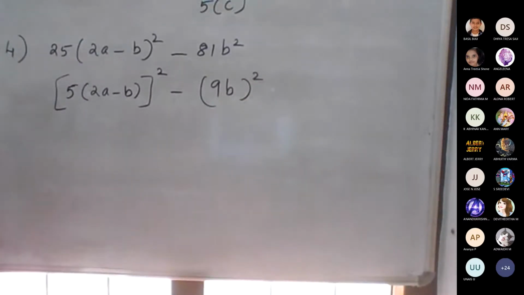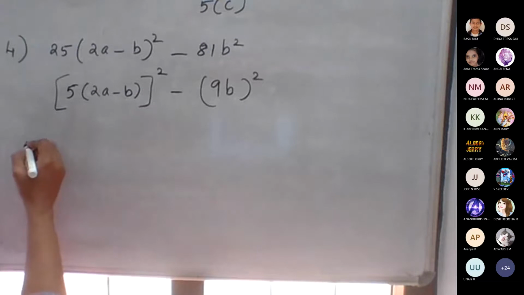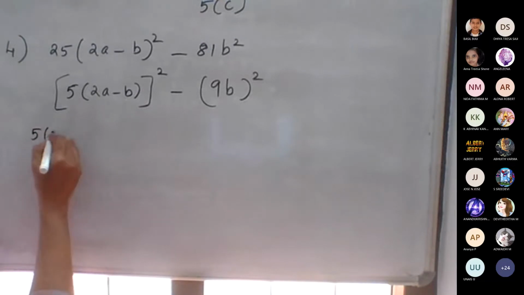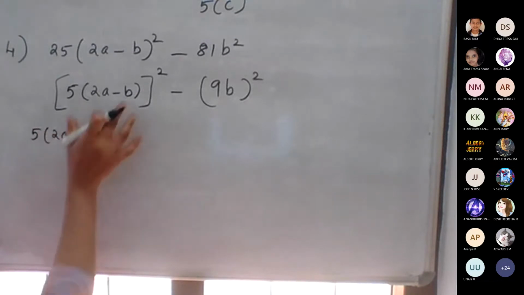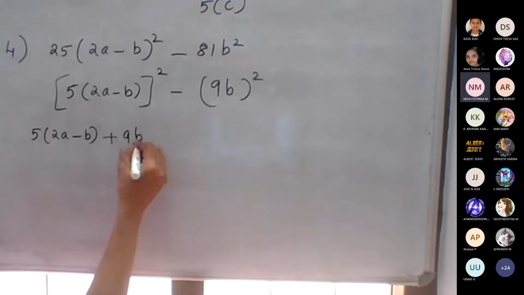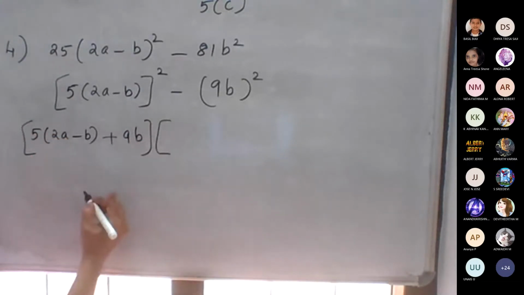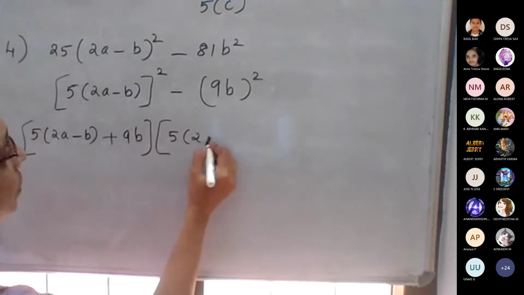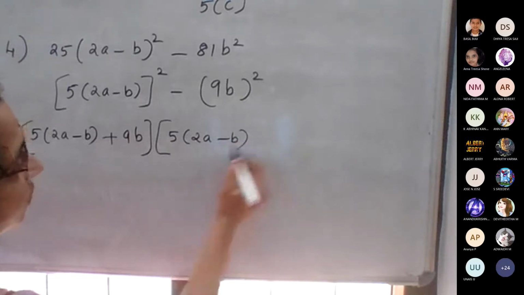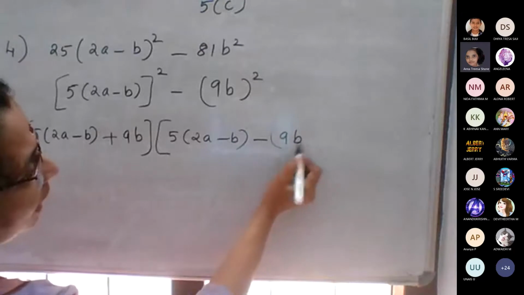That is all you have written, no? Yes, ma'am. So it will be a plus b into a minus b. A means 5 into 2a minus b. So a plus b is 5 into 2a minus b plus 9b, then into a minus b, which is 5 into 2a minus b minus 9b. Do we want to write in brackets?